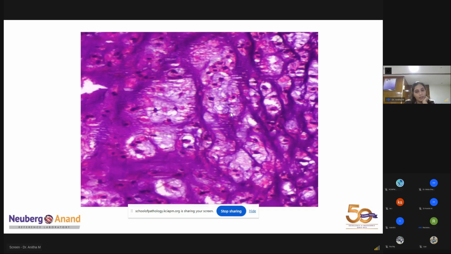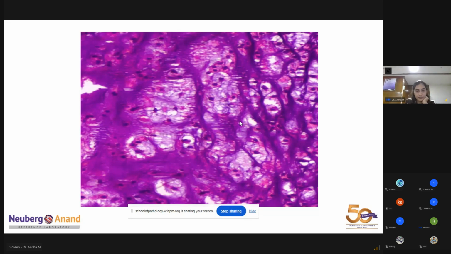What are the markers to differentiate it from extraskeletal myxoid chondrosarcoma also? For that, ma'am, SOX9 is negative. It helps to distinguish from the chondrosarcoma. And IDH1 is also negative. It excludes chondrosarcoma. For chondrosarcoma, S100 is the marker.